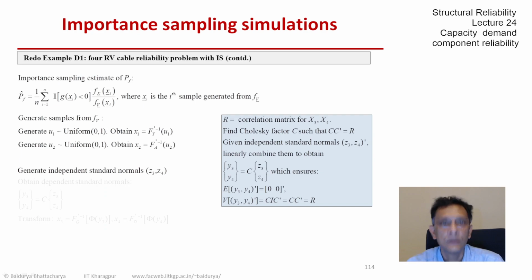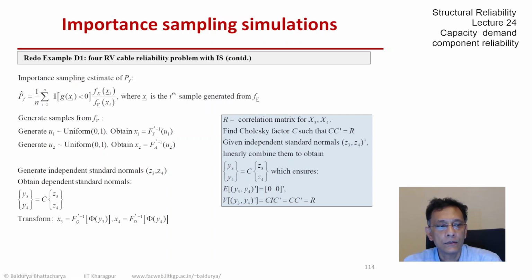And then with that C, we are going to define the density functions of y3 and y4, and hence x3 and x4. So that's how we do it. Y3 is a linear combination of z3 and z4. Y4 is a linear combination of z3 and z4. That's how they're dependent, and we individually transform them to get x3 and x4.